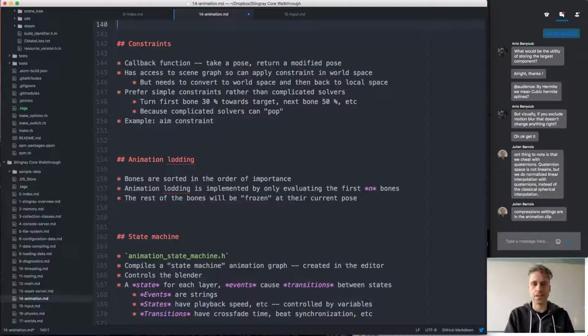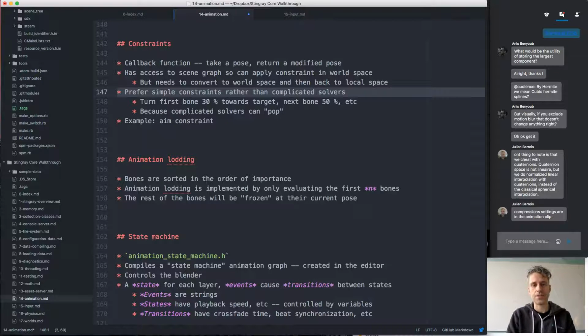Constraints, as I said, are a callback function. They take a pose and return a modified pose. They have access to the scene graph so that they can apply the constraints in world space. But since everything needs to go back into the blender to be blended, they need to convert to world space to aim against a real object in world space, for instance. But then they need to convert everything back to local space so that the blender can blend it. So it's a bit of conversion back and forth that happens in these constraints, typically.